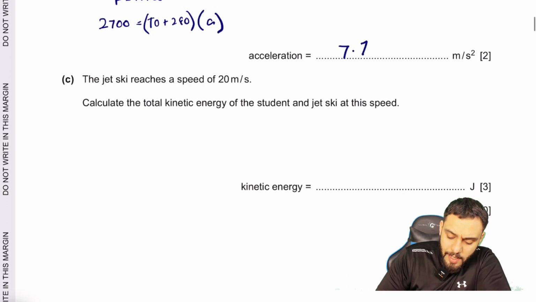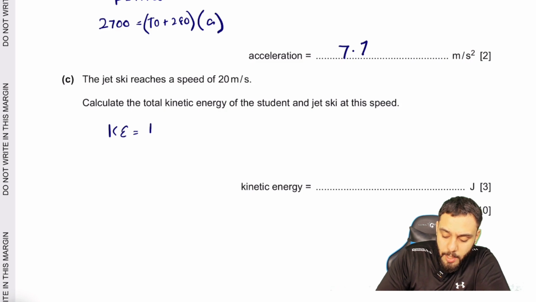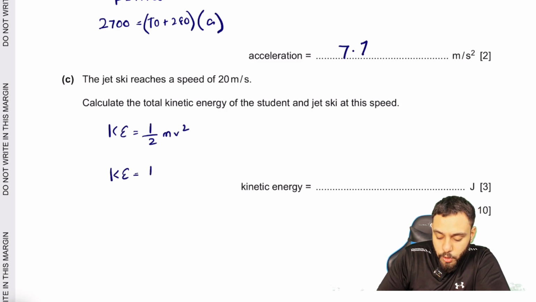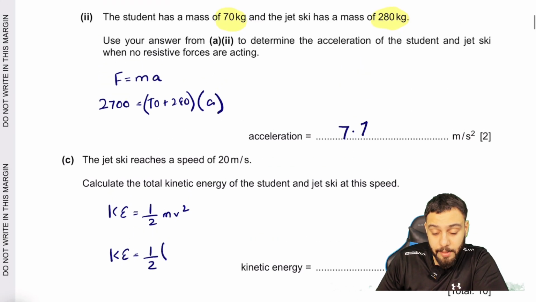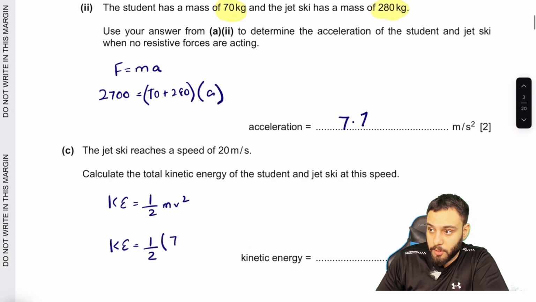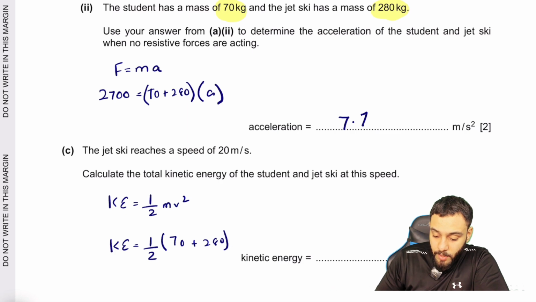Okay. As far as the kinetic energy is concerned, it's going to be half mv squared. So kinetic energy is going to be 1 over 2. Again, the masses are going to be combined since they are a single body. So 70 plus 280, and the speed is 20, and I have to square that.